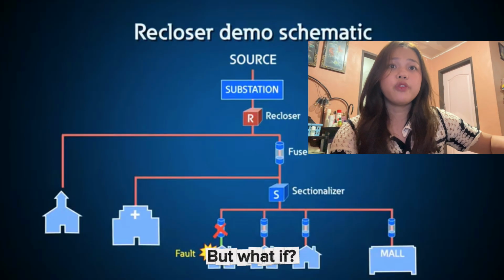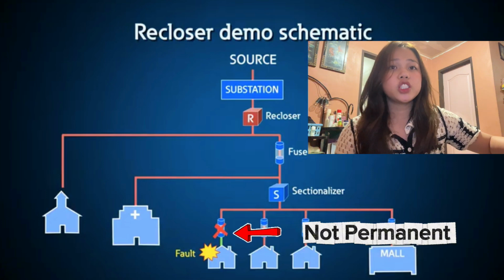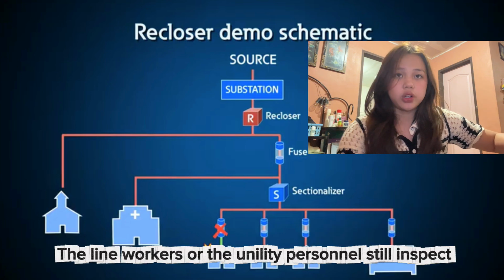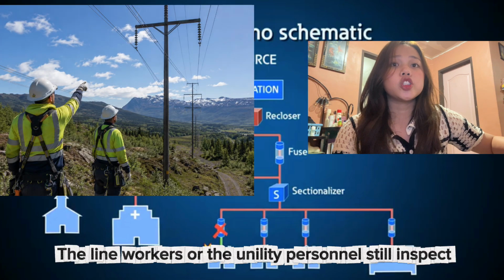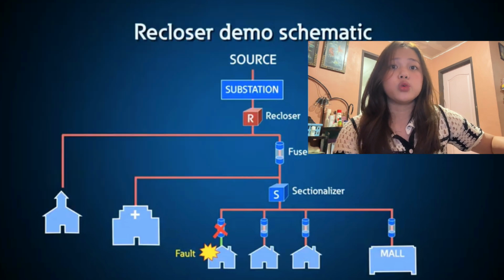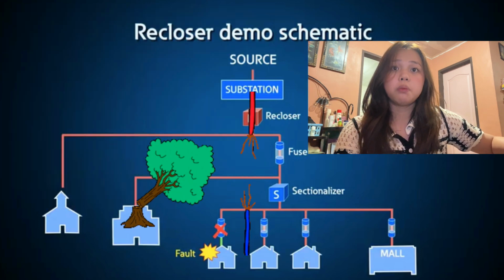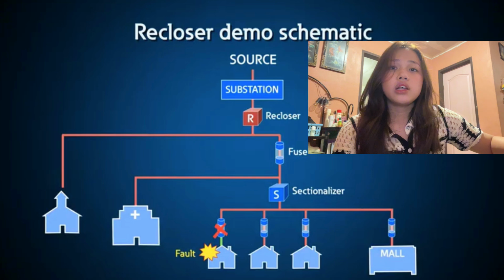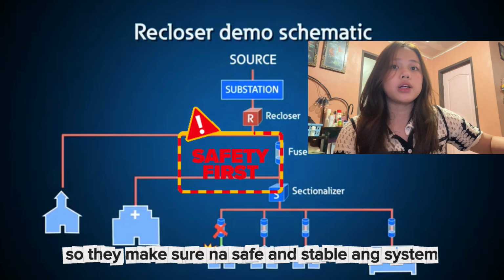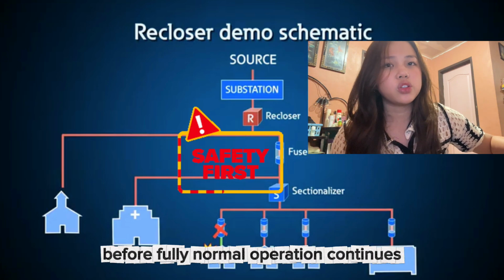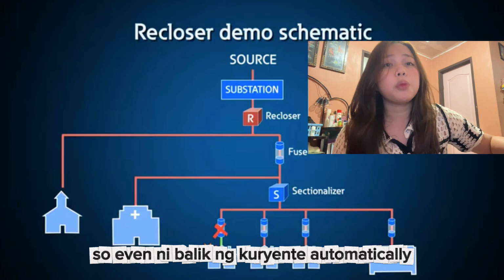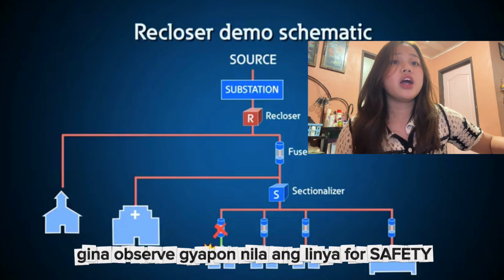But what if the fault is not permanent and the power successfully come back? The line workers or utility personnel will still inspect the area. They check if naabay loose branches, damaged wires, burn marks, object touches the line. So, they make sure that the safe o stable ang system before fully normal operation continues. So, even if nibalik na ang kuryente automatically, gina-observe gihapon nila ang linya for safety.